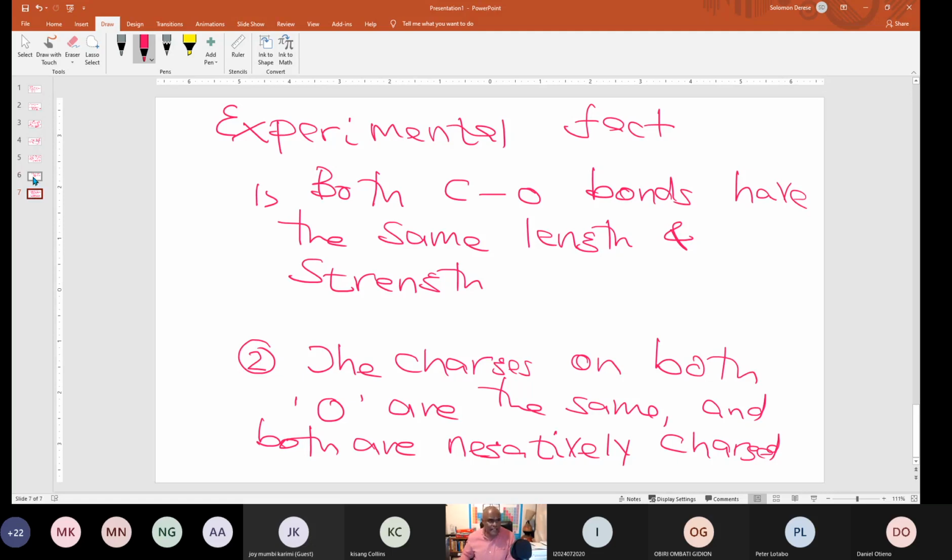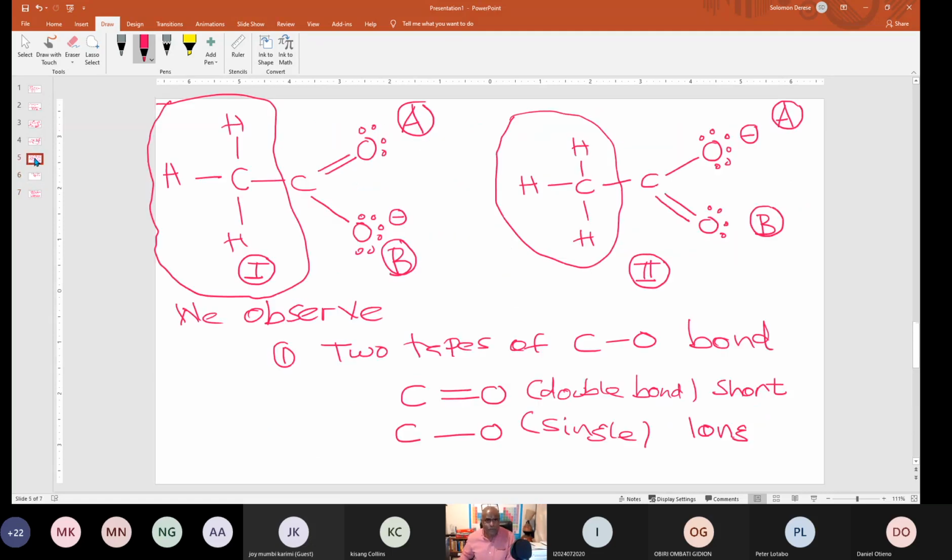So what this is telling us, I want you to know that the structure of the acetate ion is neither 1 nor 2. If the structure were either 1 or 2, the experimental finding should tell us one of them is long, the other one is short, etc. But it has been found that the carbon-oxygen bonds are one and the same. The charge on the two oxygen atoms is the same.